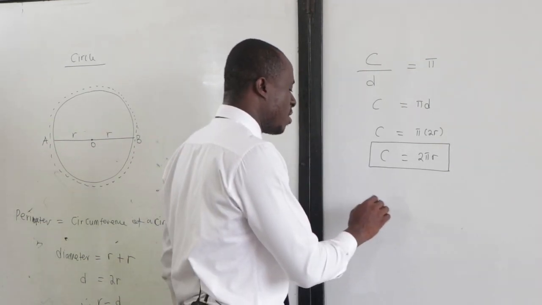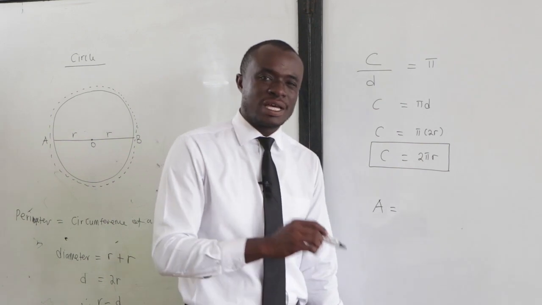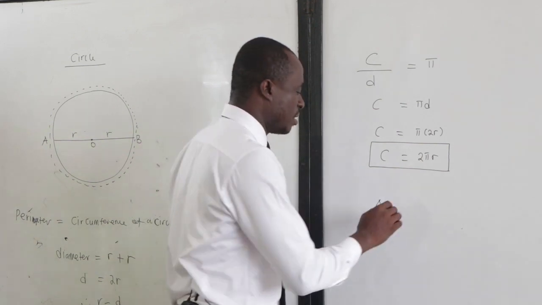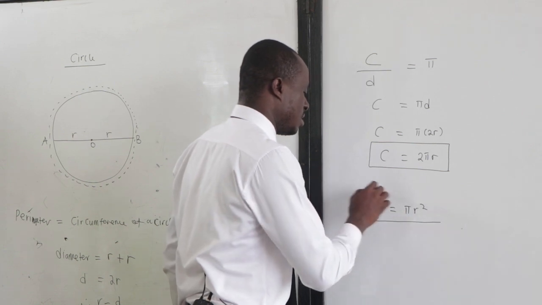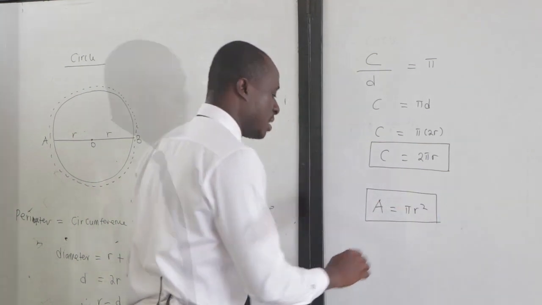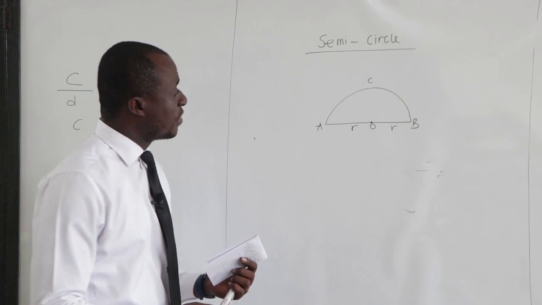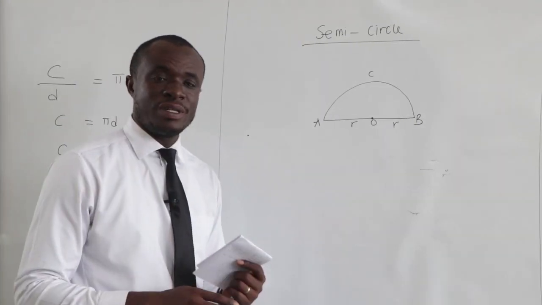Now, what is the area of a circle? That is the amount of size. The area of a circle is pi r squared. That's the area of a circle. Now, let's consider a semicircle. With a semicircle, that's half of a full circle.